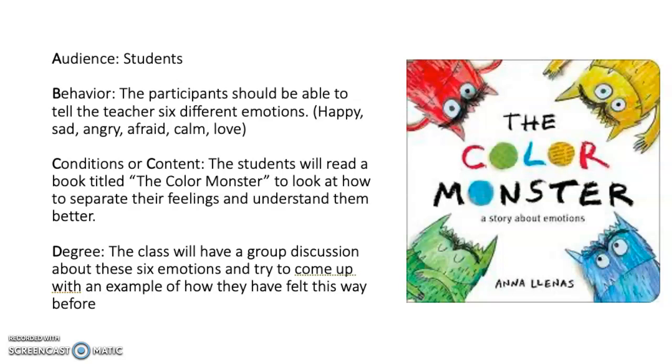The behavior will be that the participants should be able to tell the teacher the 6 different emotions: happy, sad, angry, afraid, calm, and love. The students will read with their teacher The Color Monster to look at how to separate their feelings and understand them better. And the class will have a group discussion about these 6 emotions and try to come up with examples of how they may have felt this way before.